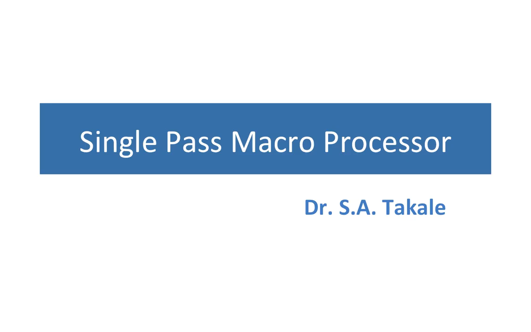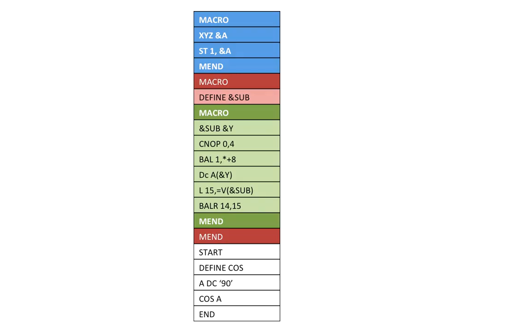Welcome to this presentation on single pass macro processor. This is an example of an assembly language program which has macro definitions and calls to the macros. As can be seen, this is the first macro definition, the second macro definition, and in the second macro definition is the nested macro definition of the third macro.